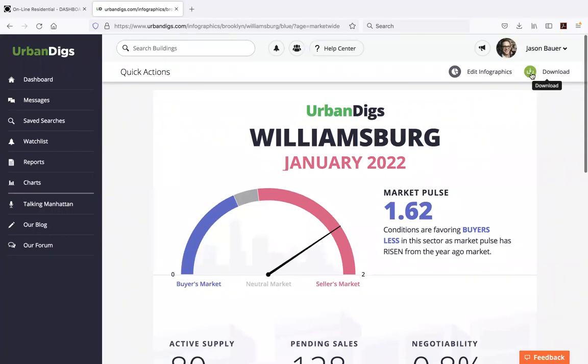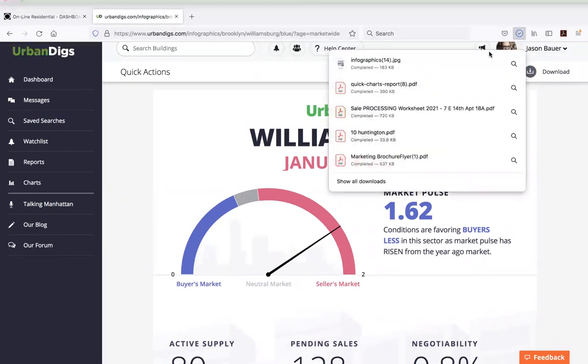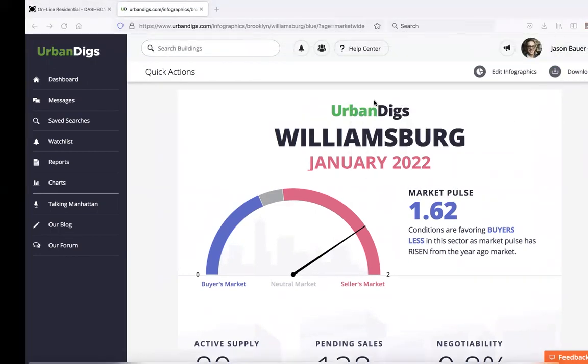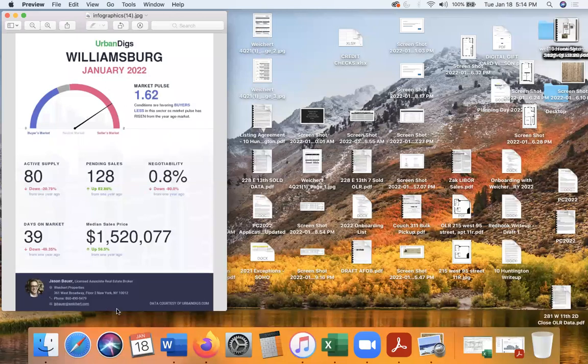Now, the nice thing is that we can download this and it will come onto our computer as a JPEG. If you've attended or watched any of the videos on how to send marketing emails, you can take this JPEG, which is branded to me, which is great. It's got all this information. I could then put this into an email and send it to all the email addresses associated with Williamsburg. Or if I'm working with someone in Williamsburg, I could send it to them and let them know. I can share it to my social media.